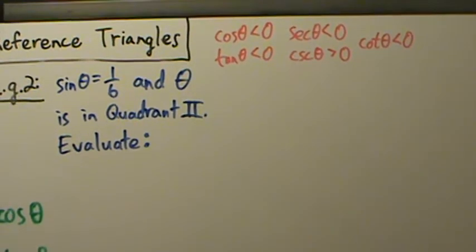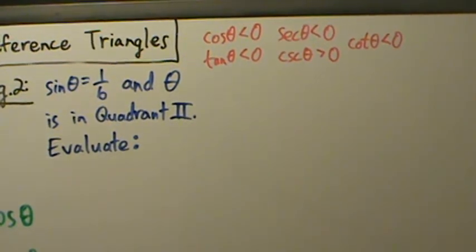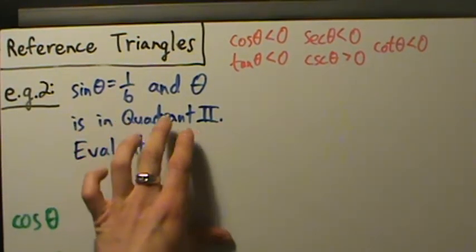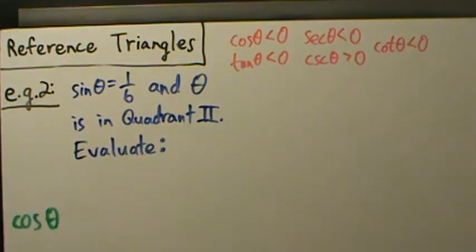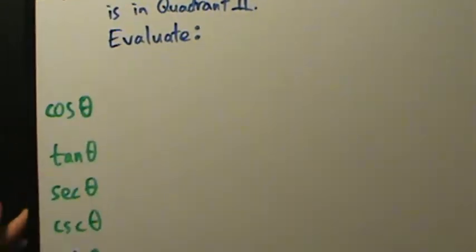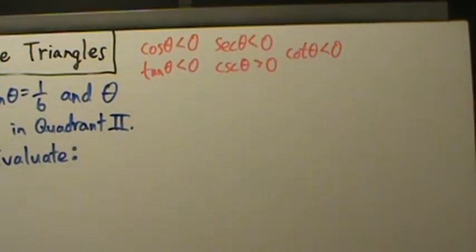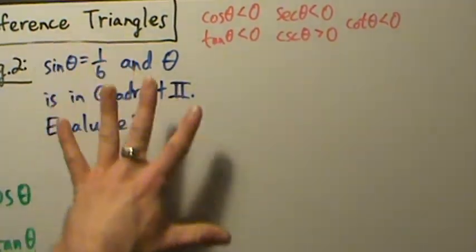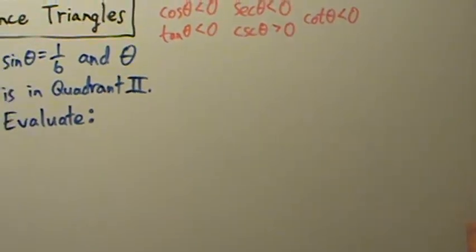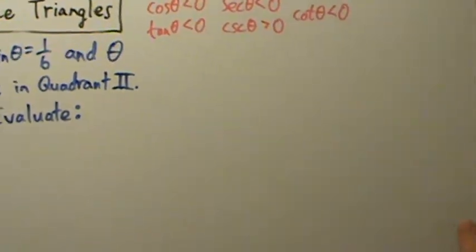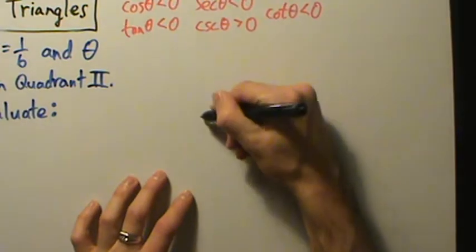But anyway, that's the first thing we want to do. The very first thing is to figure out the quadrant of theta. We were given that, so that's okay. The next thing, now that we know the quadrant, is to figure out which of these are positive and which are negative. We just did that. Now what we want to do after that is draw a picture of what's happening here. So theta's in quadrant 2, so let's have our picture focus on quadrant 2.